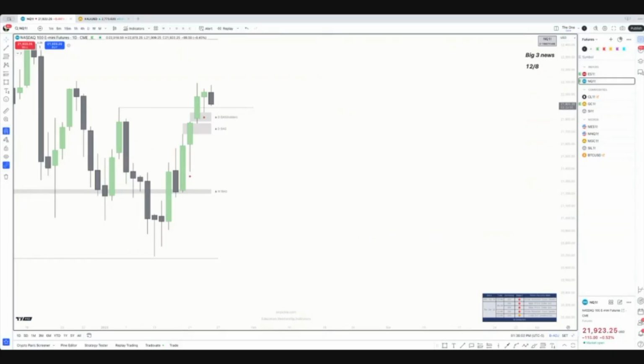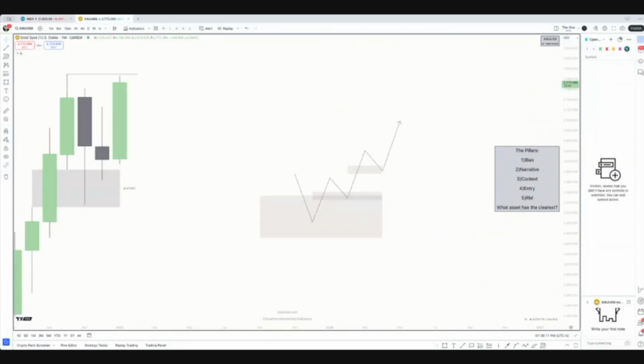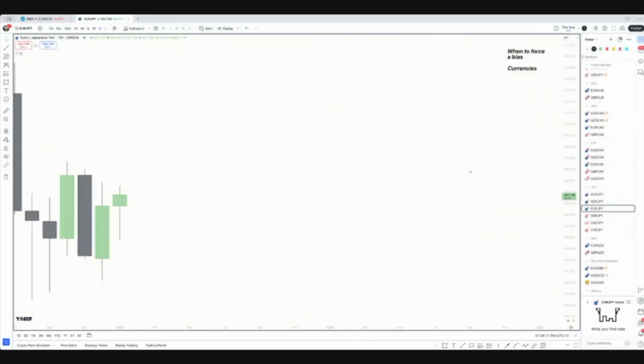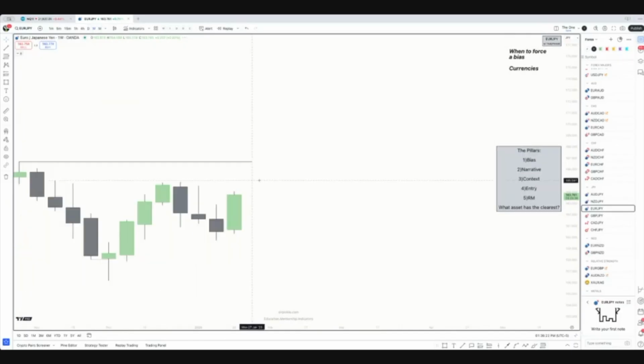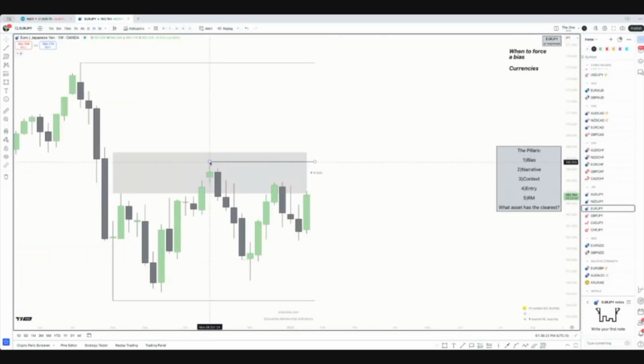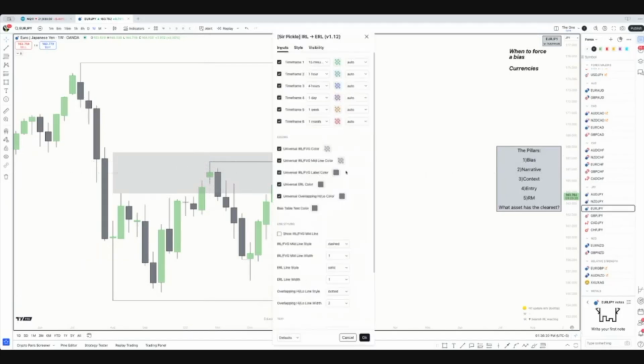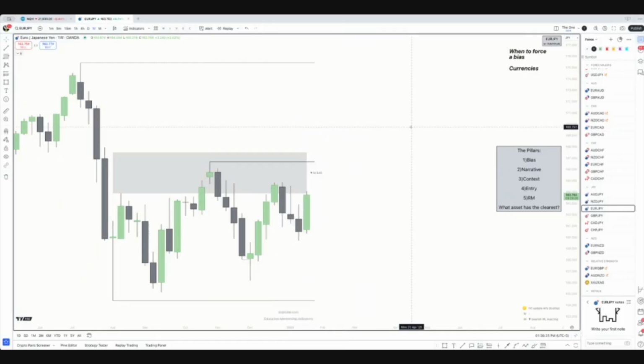Euro JPY. How are you drawing the second buy side liquidity above the context area on the weekly chart? Let's see what happened on Euro JPY. On the weekly, are you talking about this? Are you talking about this high real quick? This high I'm marking out?